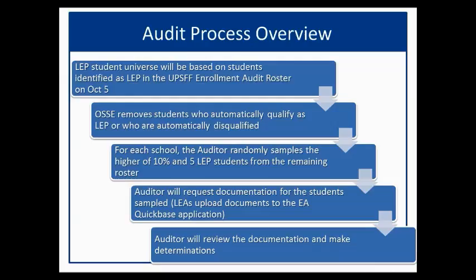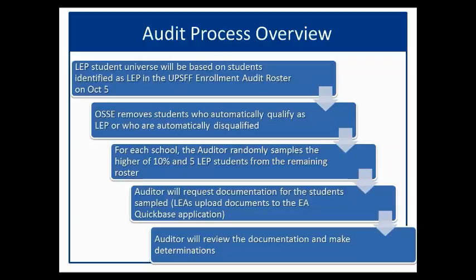Now we'll talk about the LEP sample audit process. The way the sample audit process works is that an LEP student universe, based on the students identified in SLED in the UPSFF Enrollment Audit roster on October 5th, is what will be the basis of the LEP sample audit. Then after that point, OSSE removes students who automatically qualify as LEP or who are automatically disqualified. After that, OSSE sends the data to the auditor, and then the auditor will randomly sample the higher of 10% and 5 LEP students from the remaining roster.